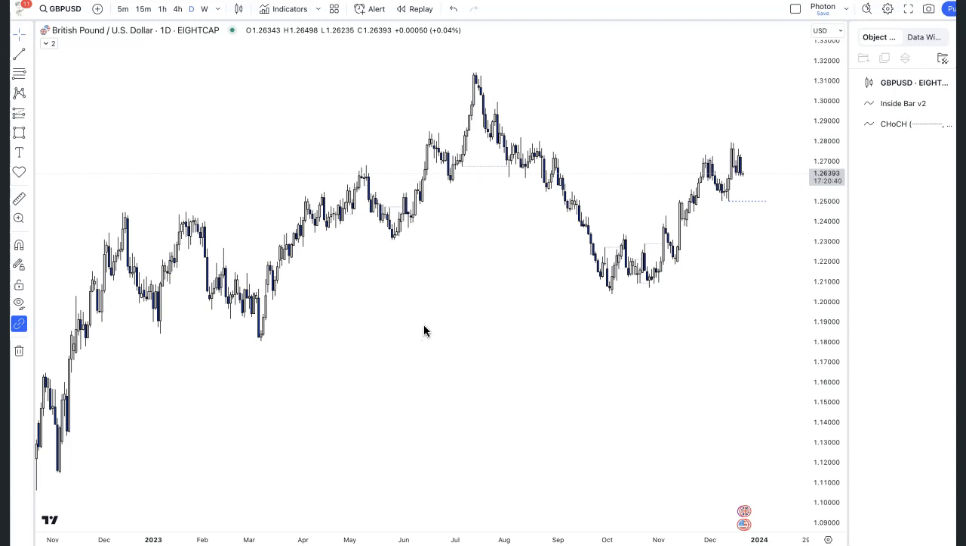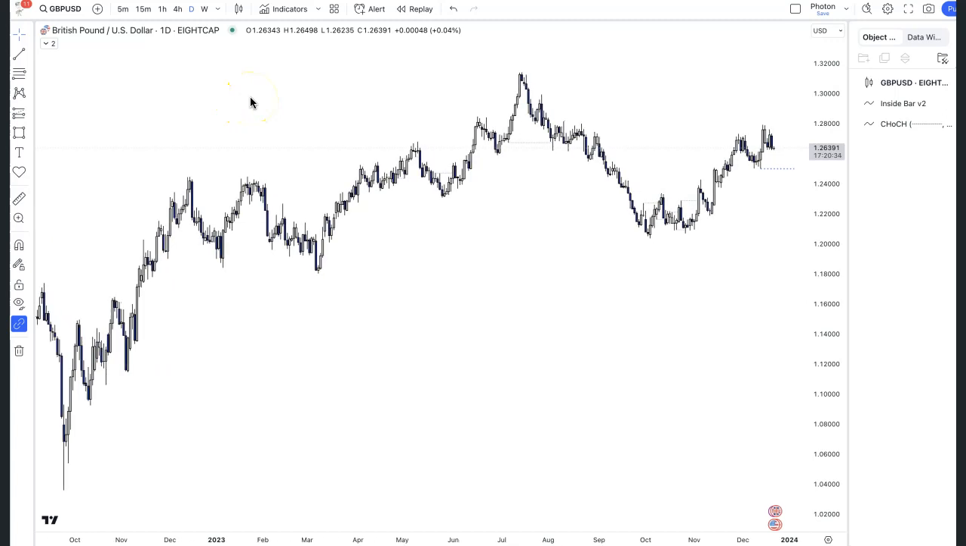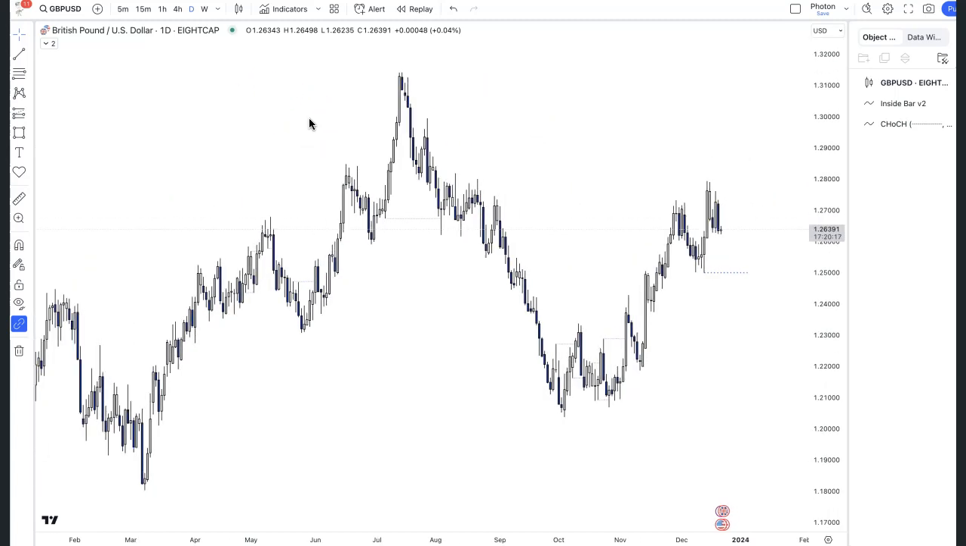So how do I go about mapping market structure? I look at the daily time frame, the 4-hour time frame, the M15, which is the 15-minute time frame, and then I get down to taking trades on the 5-minute, sometimes the 1-minute, but I'm tending more in favor of the 5-minute. So this is a blank chart.